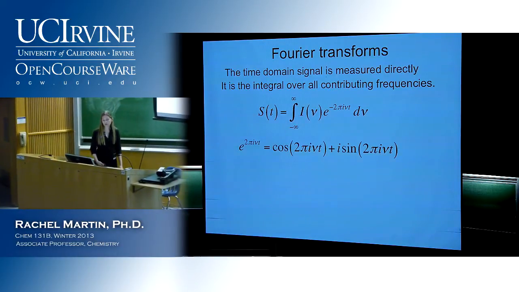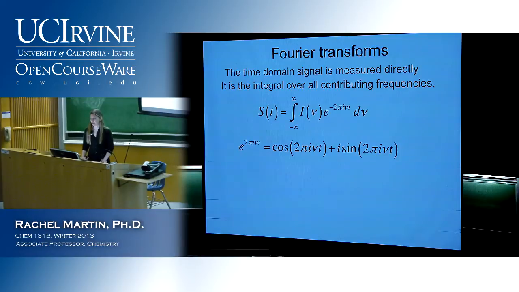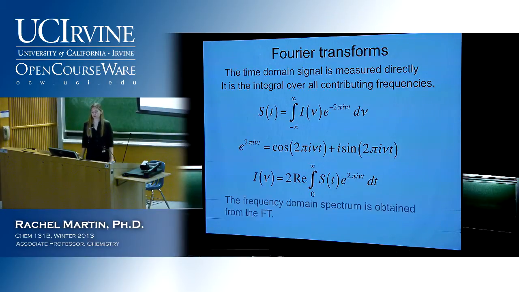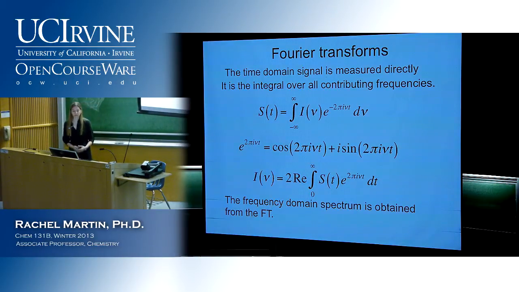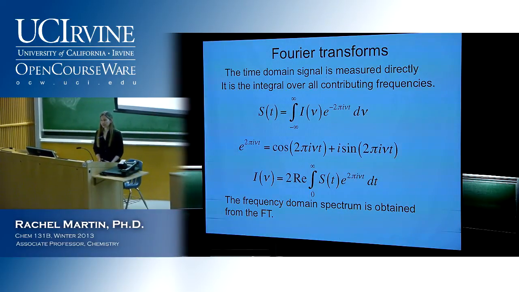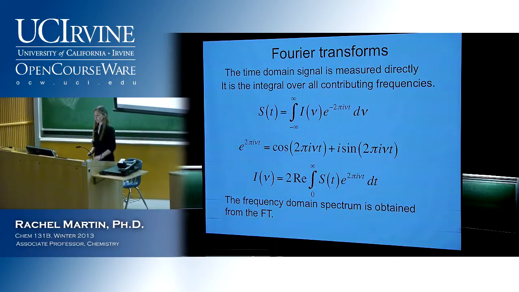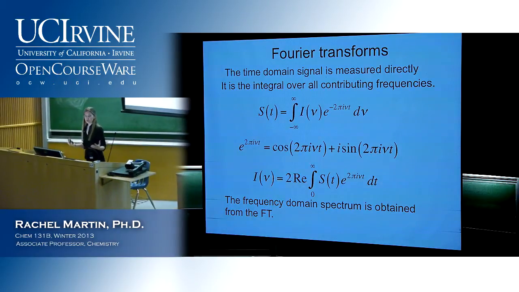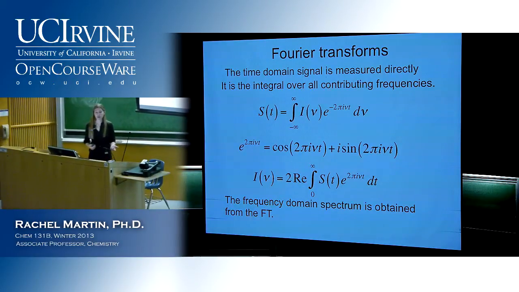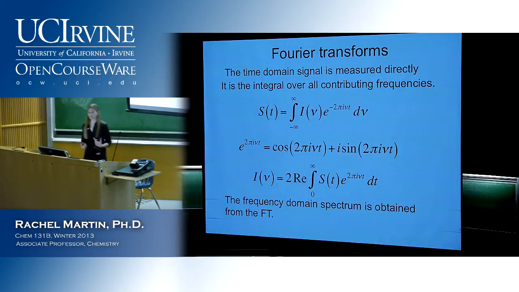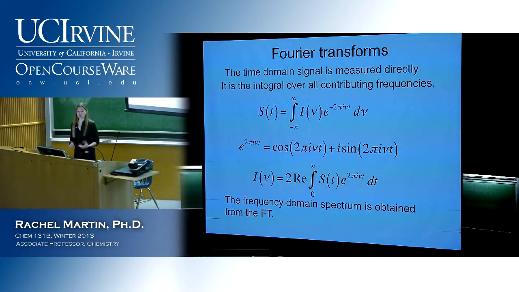Okay, you have seen this before. I'm just putting it in a little bit different terms. But same thing. So here S of t is the NMR signal, and we're obtaining it by measuring it directly. And then if we Fourier transform that, we get a function of nu, which is the spectrum.